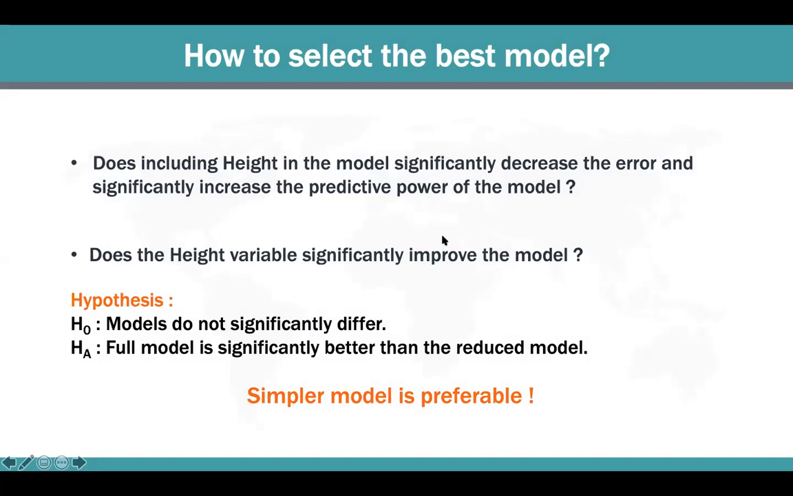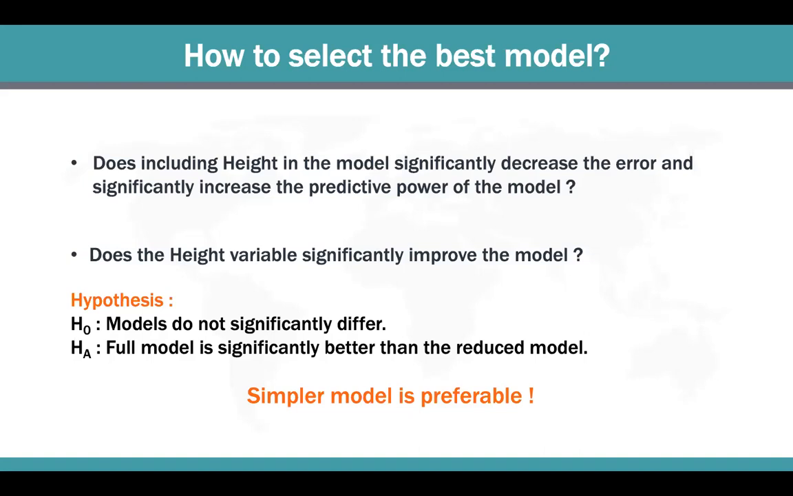So there are two questions. Does including height in the model significantly decrease the error and significantly increase the predictive power of the model? Does the height variable significantly improve the model? So here we have two hypotheses. The null hypothesis is that the models do not significantly differ, and the alternative hypothesis is that the full model is significantly better than the reduced model.